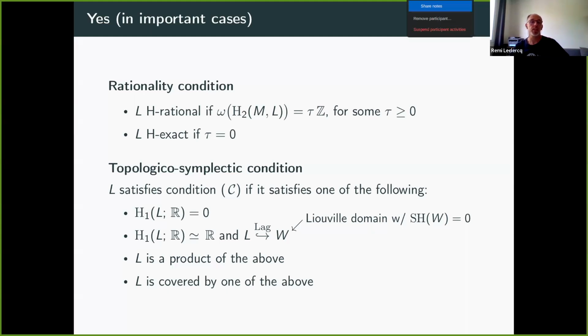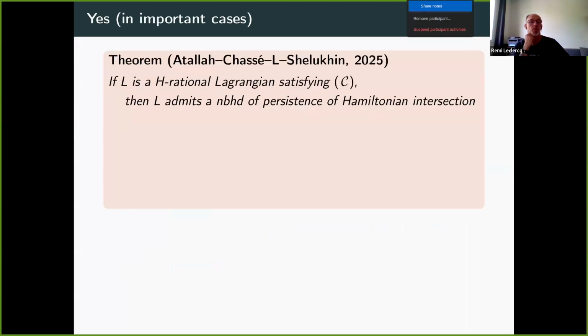positive results, which appeared in January with Marcelo, Jean-Philippe, and Egor. So the positive result is the following. If L is an H rational Lagrangian satisfying C, so both conditions I just presented are satisfied, then L admits a neighborhood of persistence of Hamiltonian intersection and period. You don't need anything else.